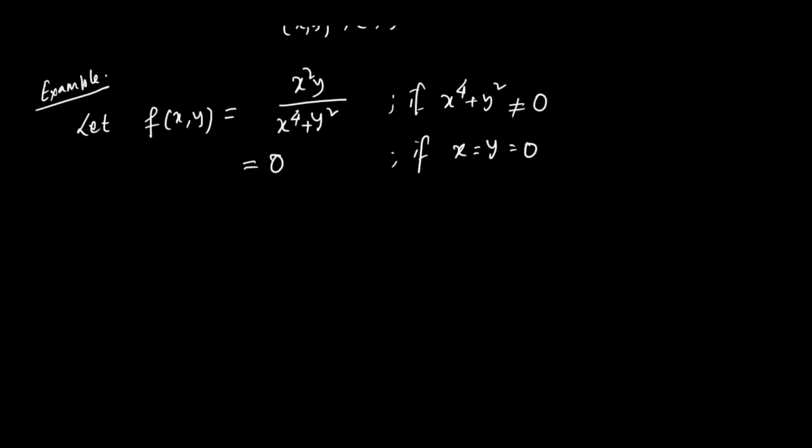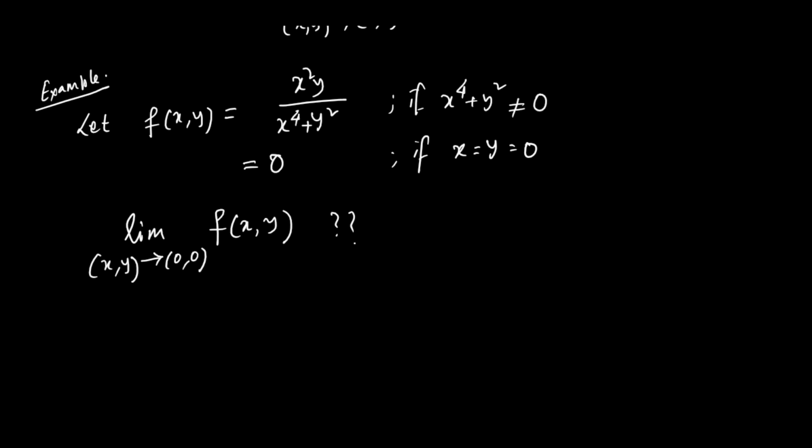So let this be the scenario. This is my problem. Let us see what happens when I try to find out the limit as (x,y) tends to (0,0) of f(x,y). Let us try to find out whether it exists. If it exists, then how, or it does not exist.